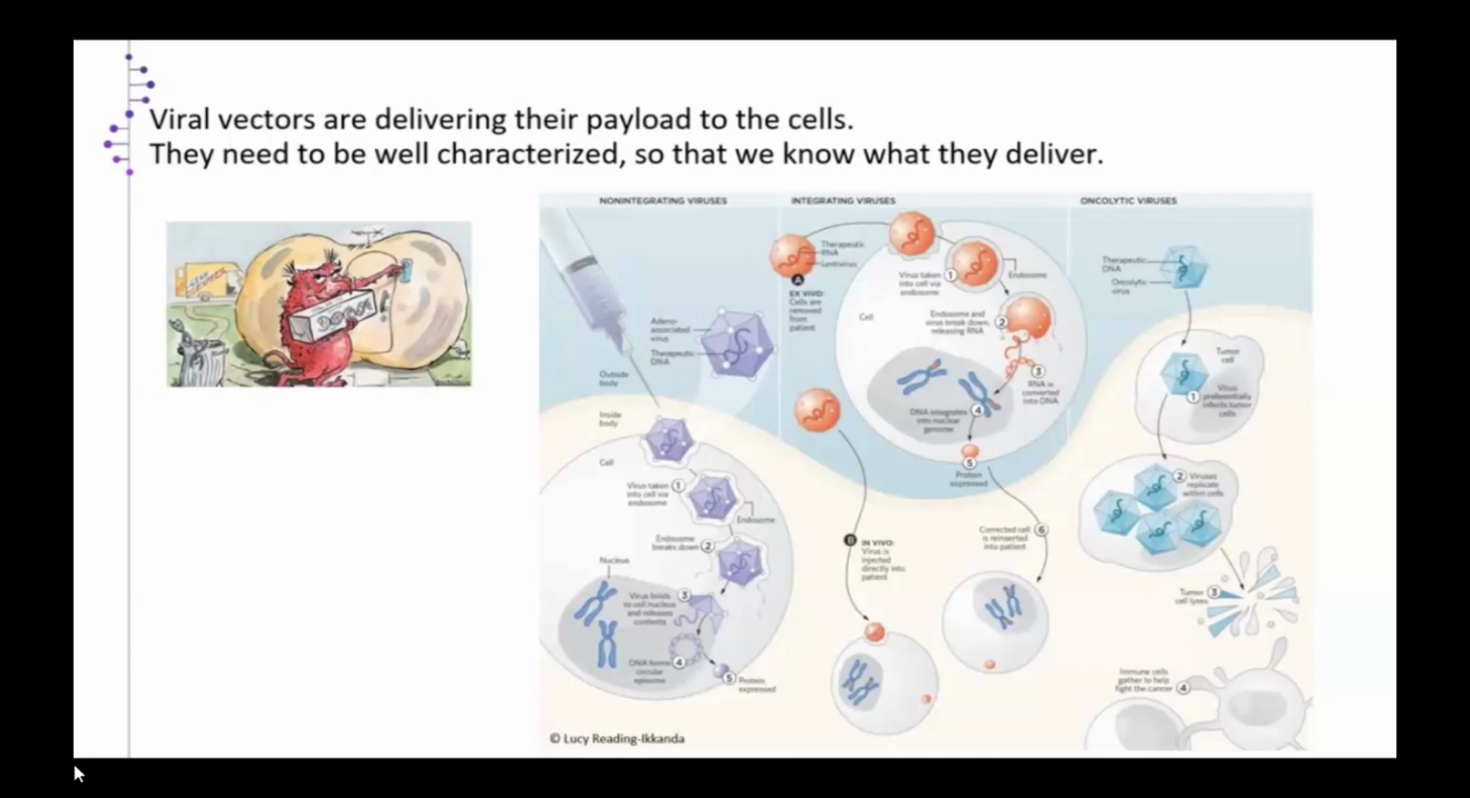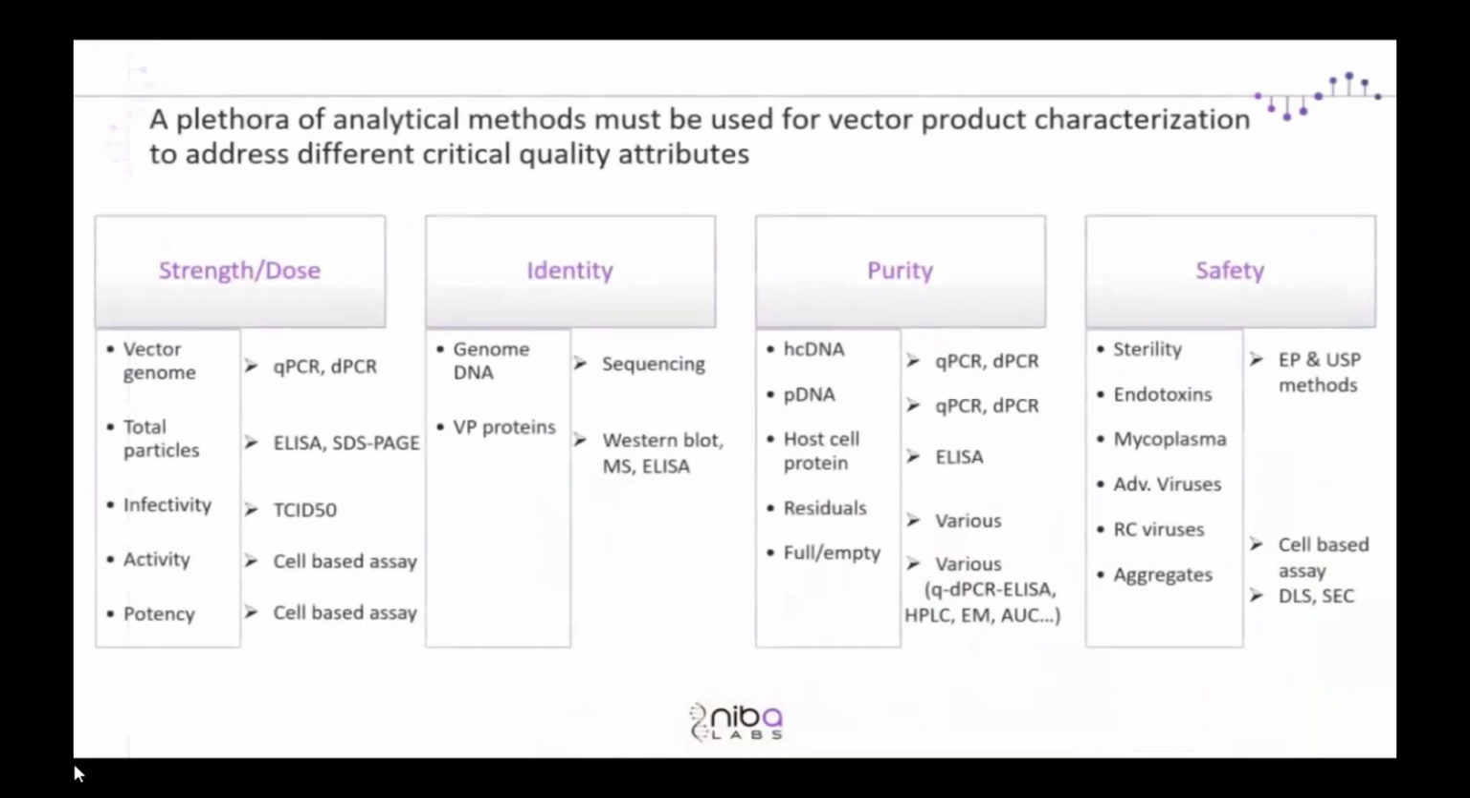For this purpose, there's a plethora of analytical methods that can and must be used for product characterization, and those methods address different critical quality attributes. Today we'll be focusing mostly on the vector genome, for which currently there are qPCR and digital PCR methods that are mostly used.